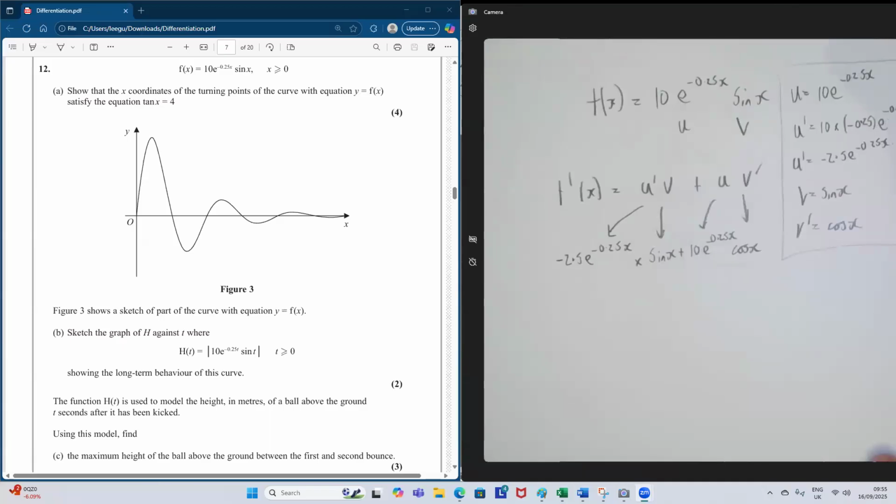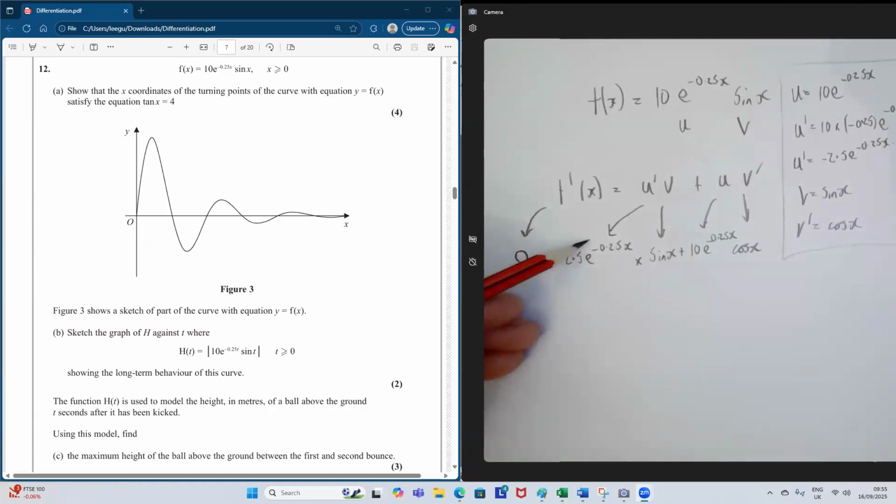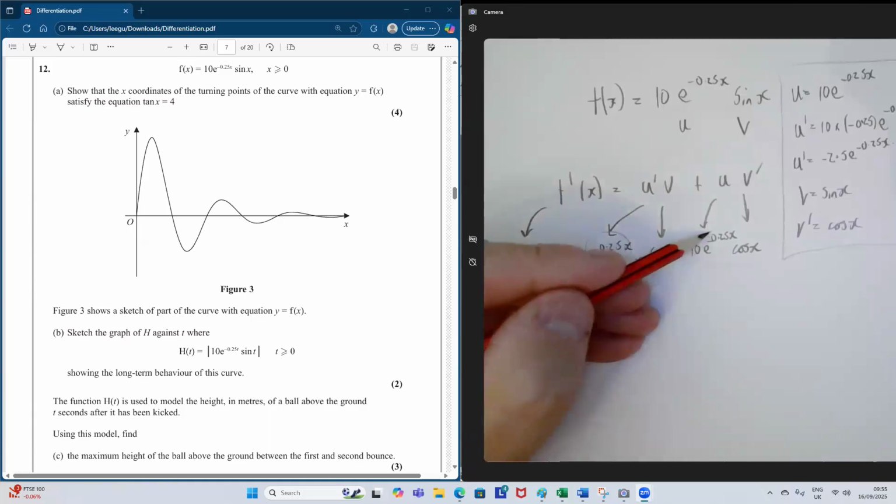Now, because we're told that we're trying to find the equation of the turning points, you'll notice the question says the turning points. So what we need to do is set this equal to 0. Because it's the equation of the turning points, and the turning points are where f dashed of x equals 0, that is going to be the equation of our turning points. Having set this equal to 0, you'll notice we have a common factor of e to the minus 0.25.